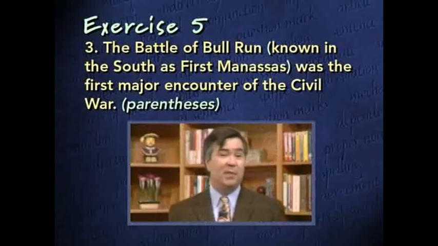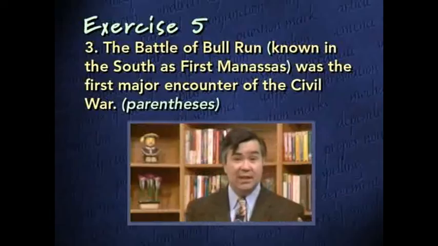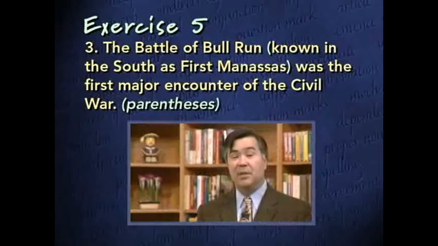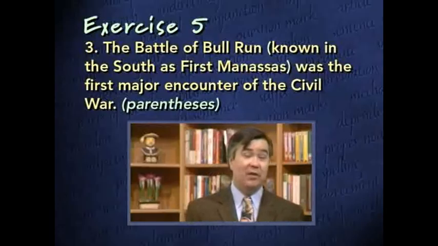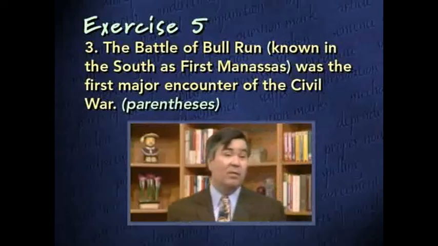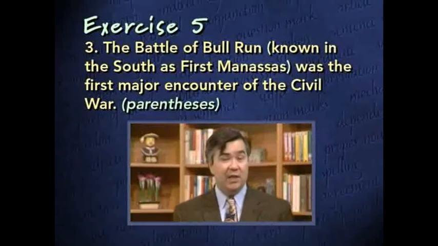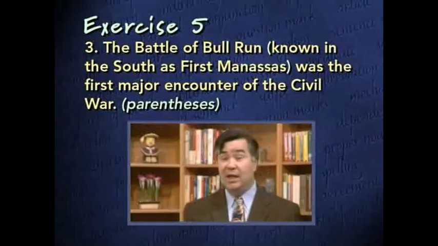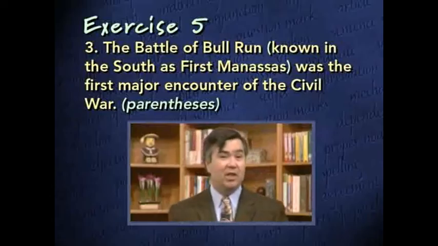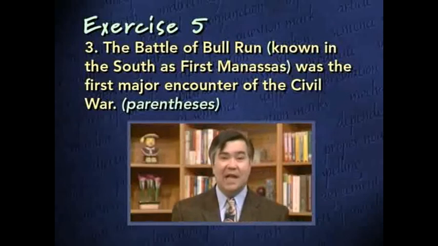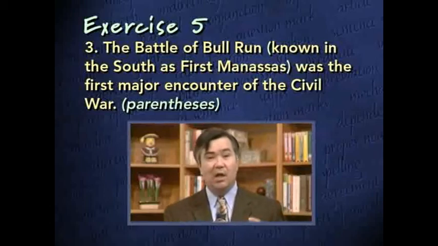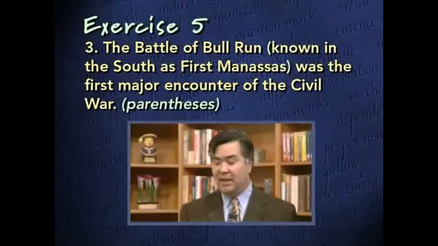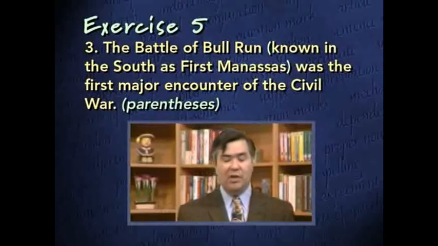If this sentence is being read by someone who happens to be from Georgia, let's say, in school they might have learned the name First Manassas, and so having it in parentheses for them would help clarify exactly which battle is being described. Most readers, however, will probably ignore the parenthetical phrase or skim over it in their reading, and that's why putting it in parentheses is useful. It sets this particular information aside as not very important, but it's nice to have in case the reader wants it. So the sentence would then read, the Battle of Bull Run, open parentheses, known in the South as First Manassas, close parentheses, was the first major encounter of the Civil War.